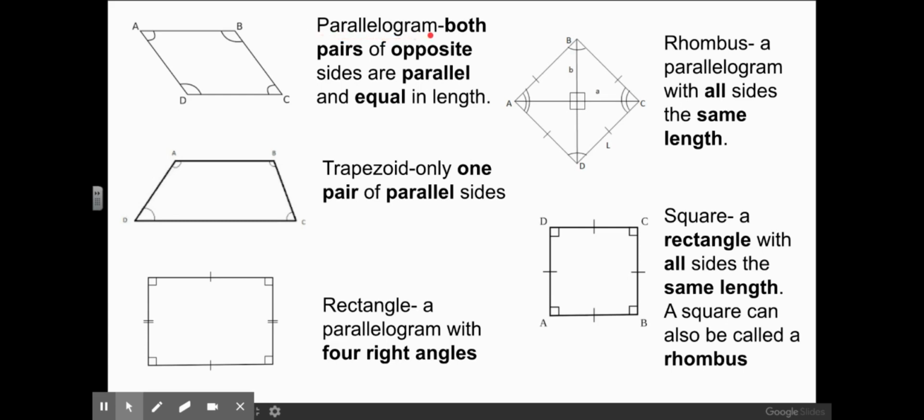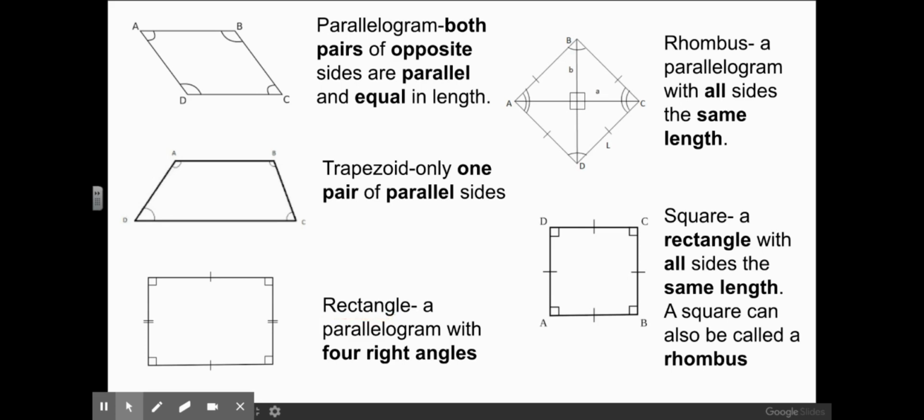So a parallelogram, for example, both pairs of opposite sides are parallel and equal in length. So if you think of a square slanted to the side, that's what a parallelogram is. So it has two pairs of opposite sides that are parallel. So this one would be parallel to that one, and this one would be parallel to this one. Then we have trapezoid. It says only one pair of parallel sides. This and this are parallel. Now this one isn't parallel with this one because if they were to be extended, they would eventually touch.